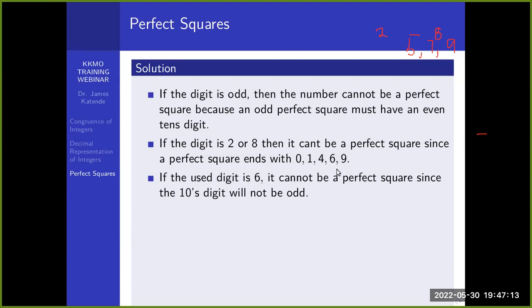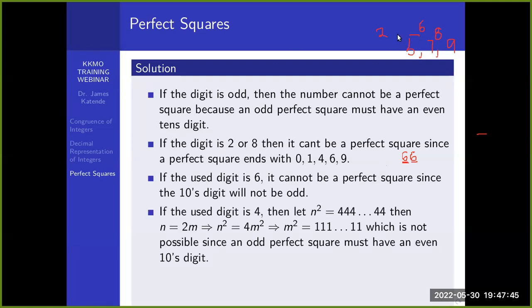Now the next one says if the repeated digit is 6, it cannot be a perfect square because the tens digit will not be odd. We said if the tens digit is odd, then the units digit must be a 6. But if it's all 6s, even the last two digits will be 6 and 6, and therefore we'll have a problem here. The tens digit would have to be odd for the last digit to be 6. So we have eliminated 6. The only one we have not checked is the number which consists entirely of 4s. So let's see how we are going to eliminate that.